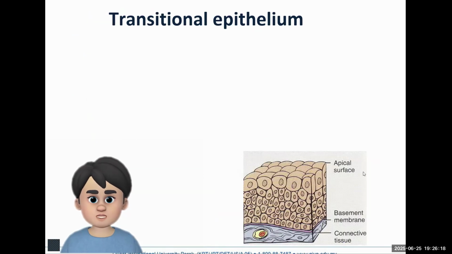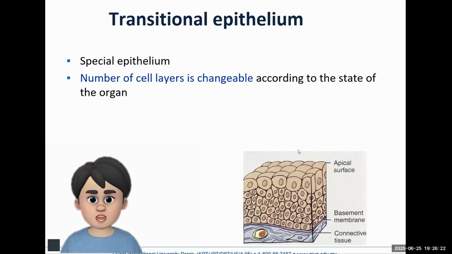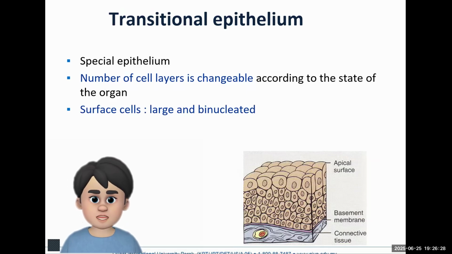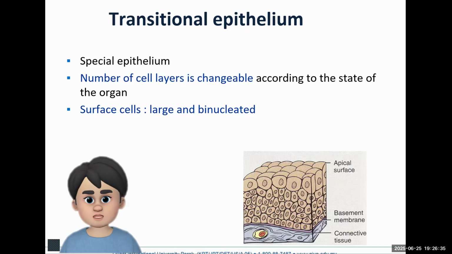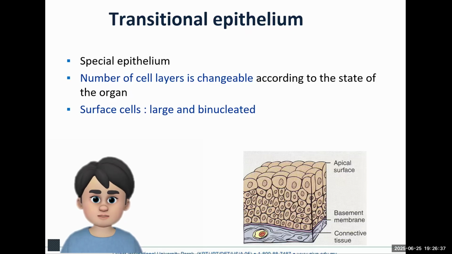Transitional epithelium. You can see apical surface, basement membrane. Special epithelium: the number of cell layers is changeable according to the state of the organ. Surface cells are large and binucleated. Binucleated is like two nuclei. What is binucleated?